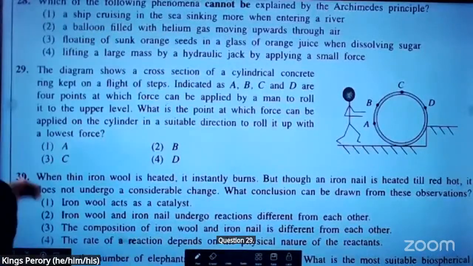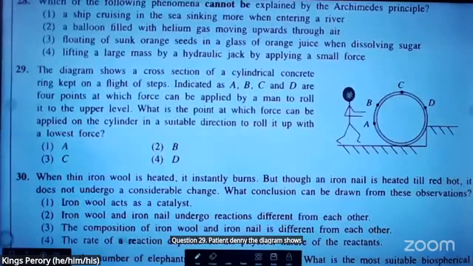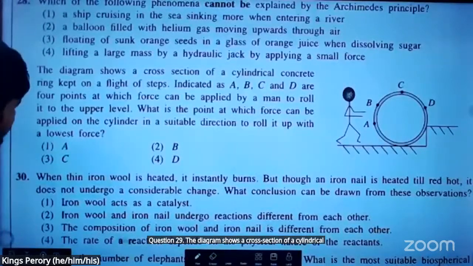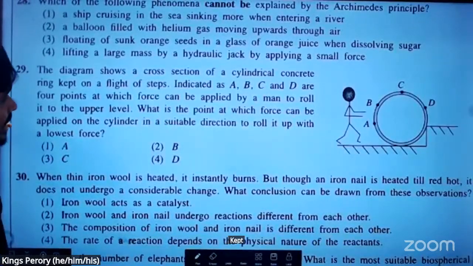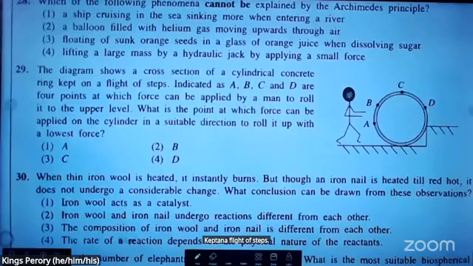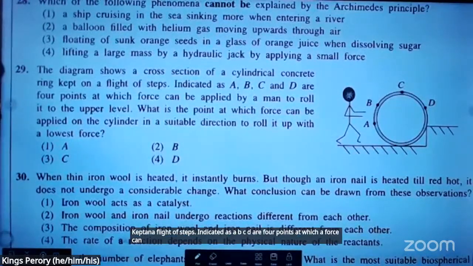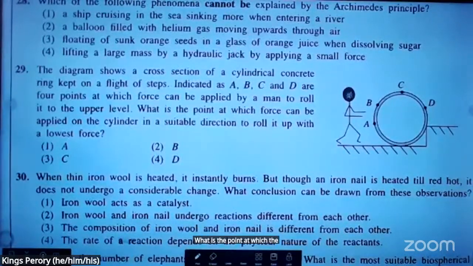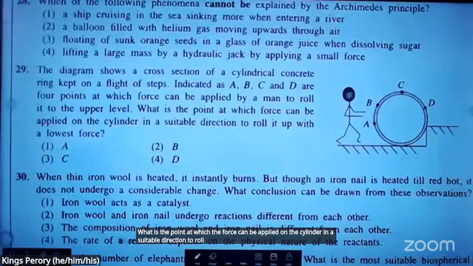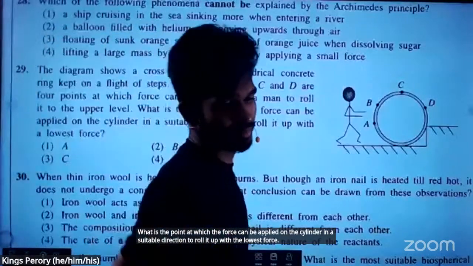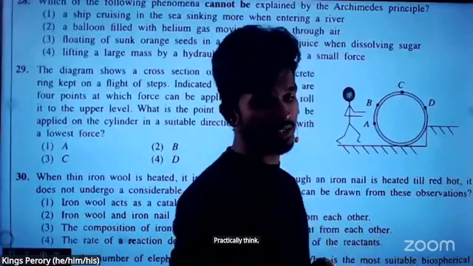Question 29. The diagram shows a cross section of a cylindrical concrete ring kept on a flight of steps. A, B, C, D are 4 points at which a force can be applied by a man to roll it into the upper level. What is the point at which the force can be applied on the cylinder in a suitable direction to roll it up with the lowest force? Practically think, very practically think.